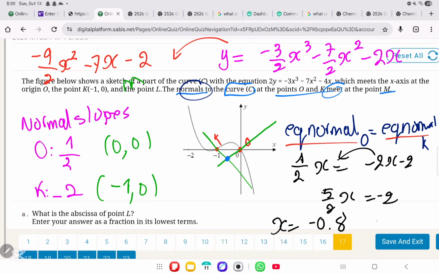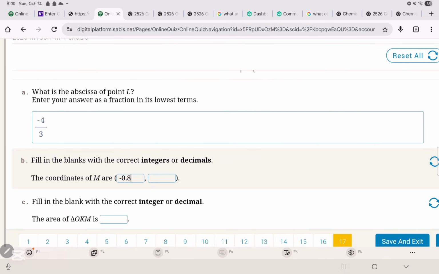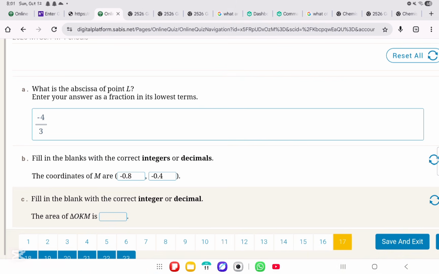Now we have our x. How will we be able to find the y? Very simply, you substitute it in either equation. You either substitute it here or you substitute it here. Wherever you substitute it, you're going to get the same answer, which is minus 0.4. So now we have the value of our x, which is minus 0.8, and the value of our y, which is minus 0.4.